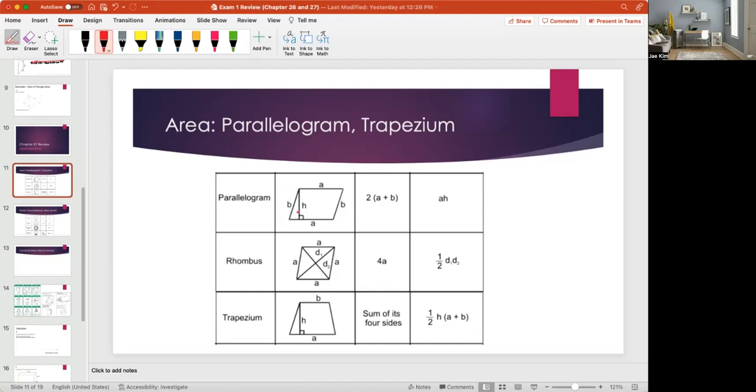Areas for different shapes. Parallelogram. Area is given here. Okay, it's basically A times the height. That's it. This is exactly same as any rectangle. Okay, rhombus, we're gonna skip this. We didn't learn this. Trapezoid is you add A plus B first, and then multiply by the height, H, and then you divide it by 2.